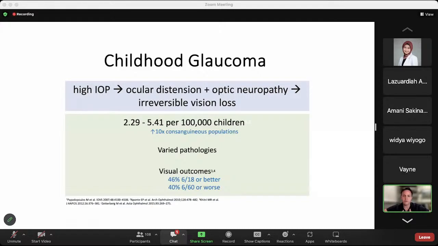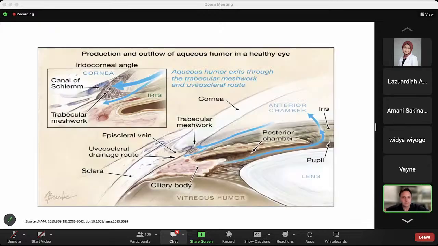Varied, and so it's a complicated thing to approach. And unfortunately, visual outcomes typically still remain quite poor due to the challenging nature of the condition. So we're all familiar, or we should all be familiar with the normal drainage pathways in the eye.